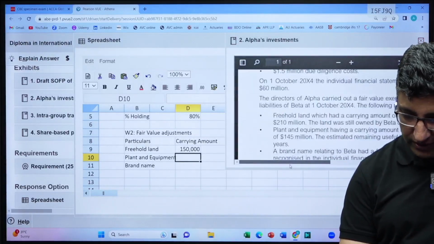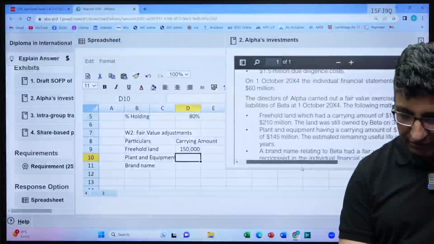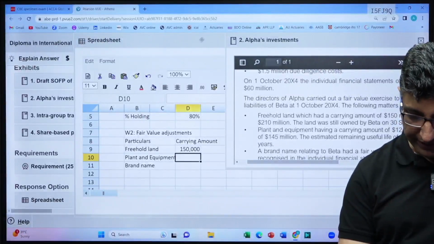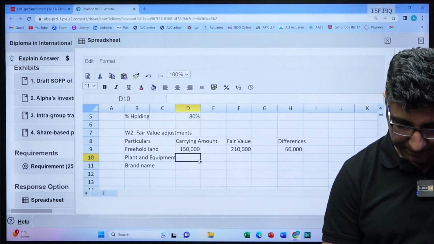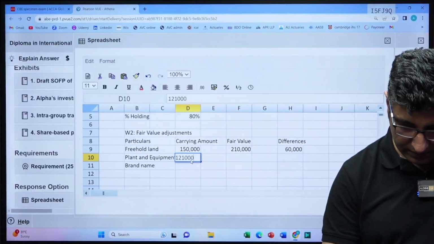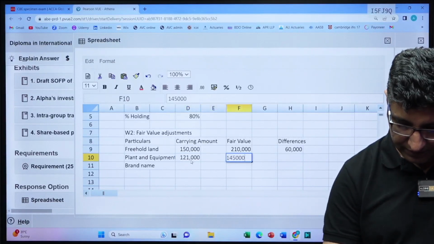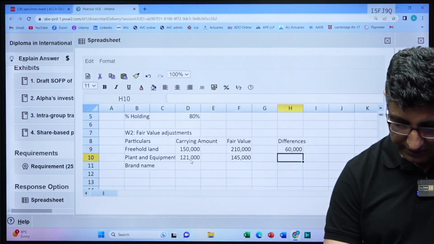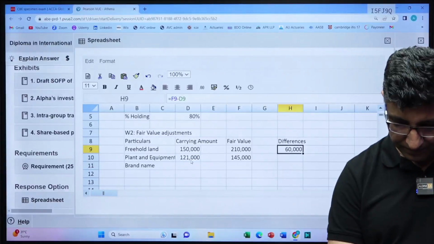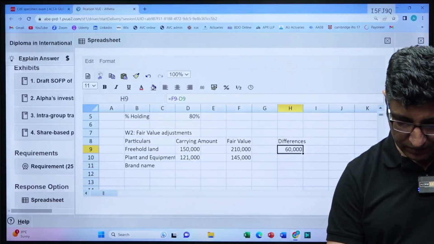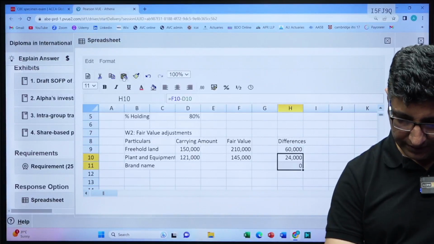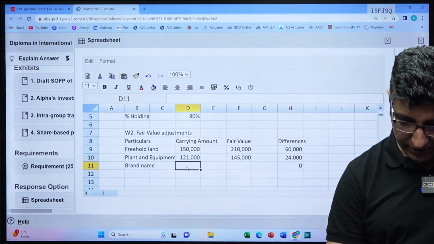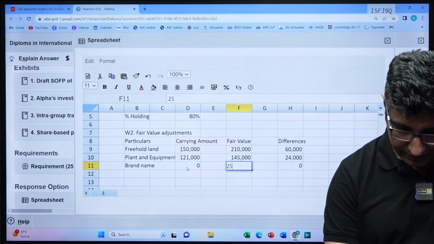So this is to be the freehold land. Plant and equipment has 121 and 145 and brand is 25. So 121 and 145. So this is 121, 145. This is Control C. Copy. I can of course paste values. Okay. And this is given to me as 0 and this is 25,000.